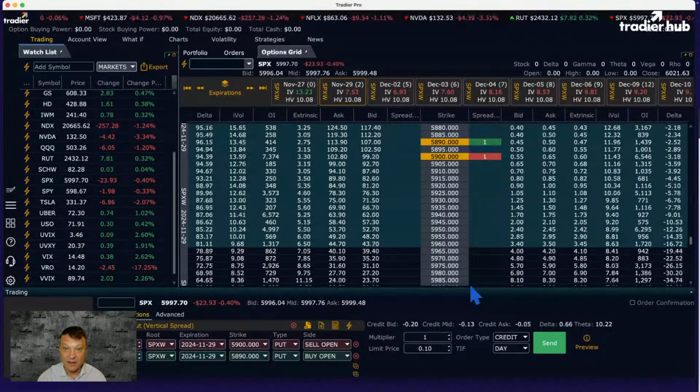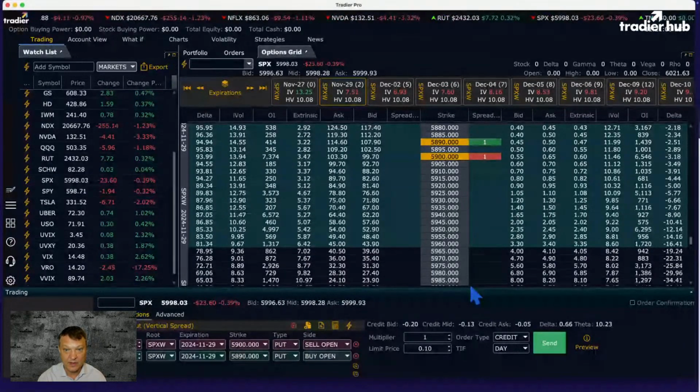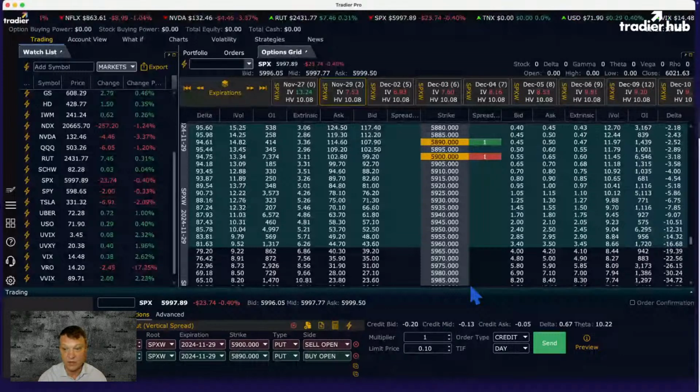We are 98 points away from the SPX. We're talking about a 2% move approximately in order for it to get down to that range. So I would just close it out. I wouldn't take the risk over the holiday weekend, even though it's a shortened day.